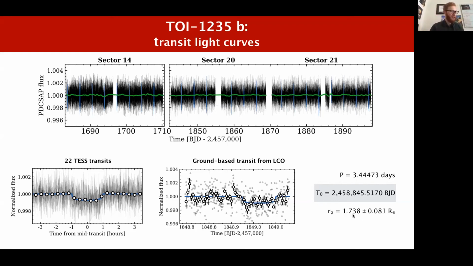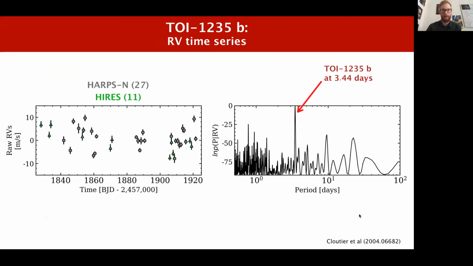about 1.74 Earth radii. And then together with some other follow-up observations that I'm not showing you here, things like reconnaissance spectroscopy and adaptive optics imaging, we're able to rule out false positives. So we validated TOI 1235b as a true planet. And that fact now gives us the confidence to invest the time with our RV instruments to pursue a planetary mass measurement, which in my case uses the HARPS-N spectrograph in the Canary Islands.